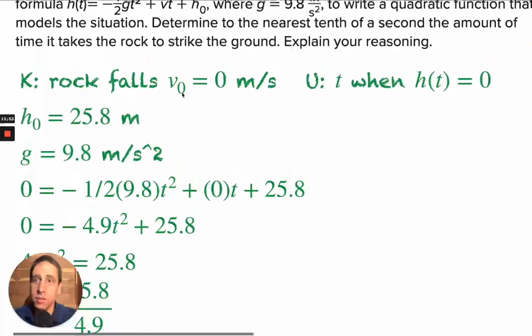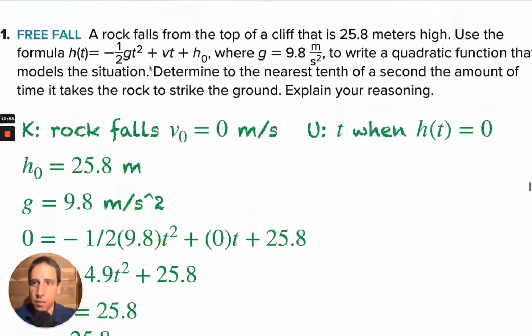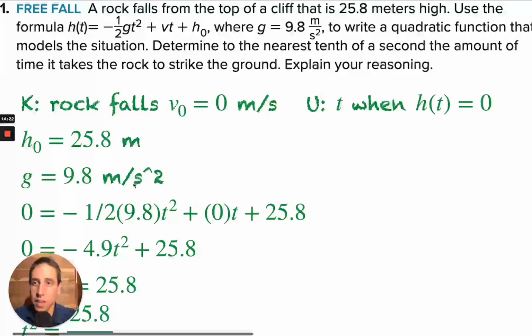We've got knowns. It says a rock falls, right? In the very first 3 words, a rock falls. So that means it's not being thrown down, it's not being thrown up, it's just being simply dropped. That means the initial velocity is 0 meters per second. And we want to know what t is when h of t is equal to 0. So the cliff is 25.8, that's really high up. H of 0 is 25.8 meters. G is 9.8. So we're going to plug those things in.